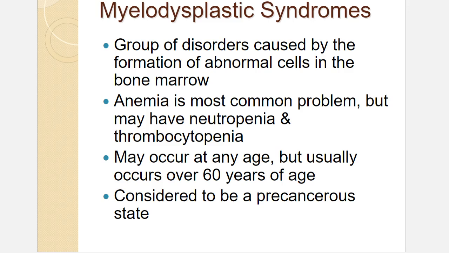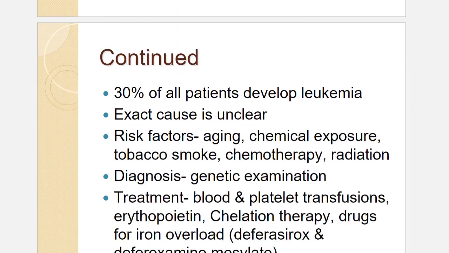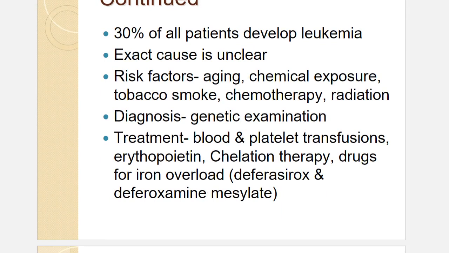Now, they may start off as anemic, where their red blood cells are low, but they can also have decreased white blood cells and platelets, okay? And later on, we might see more serious issues like splenomegaly, hepatomegaly, thrombocytopenia, and obviously neutropenia. 30% of all the patients who develop this will develop leukemia. The exact cause is unclear. There's a lot of risk factors, as you can see on this PowerPoint slide: aging, chemical exposure, tobacco smoke, chemo, and radiation.